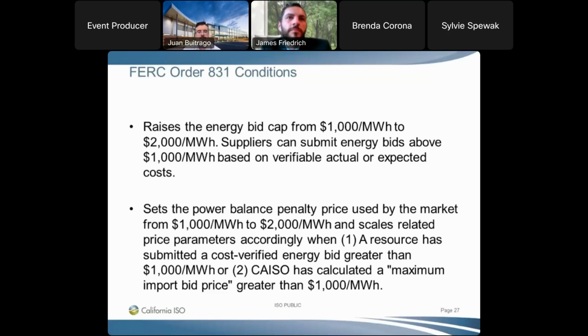But when you look at things through the lens of scarcity pricing, these kinds of things, cost conditional offer cap raising, don't quite make sense. At least I wanted to put that out there for you.